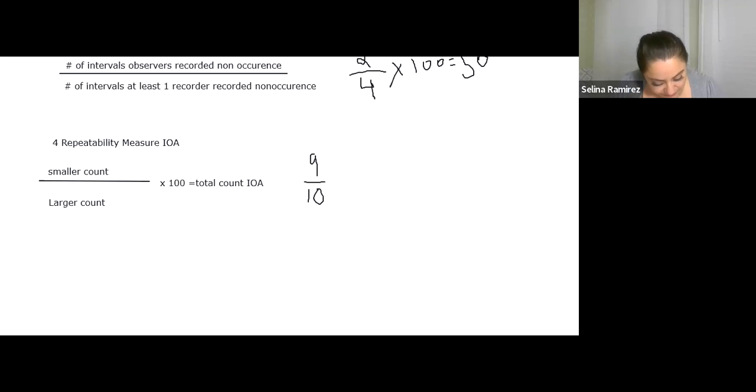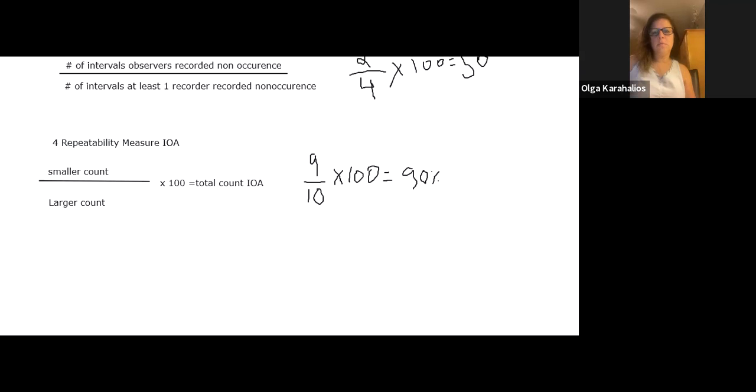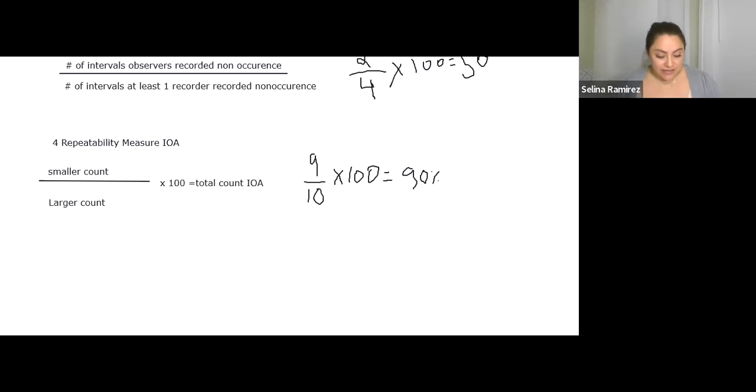So that's going to give you 0.9, right? So you're gonna times it by 100. And that's going to give us our percent of agreement if we used total count IOA. Sorry, this is hard to do with the mouse. 90%. Yes, so 90% agreement. So that is pretty high. So you could say, okay, that's pretty reliable. They agree pretty consistently.